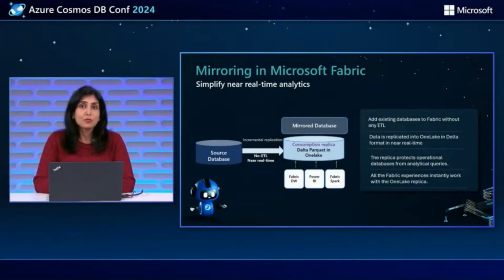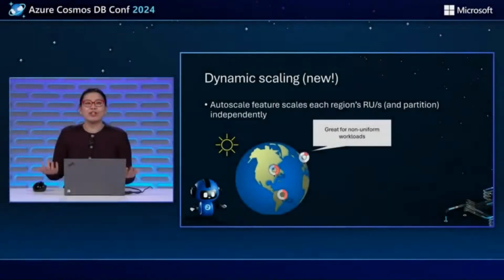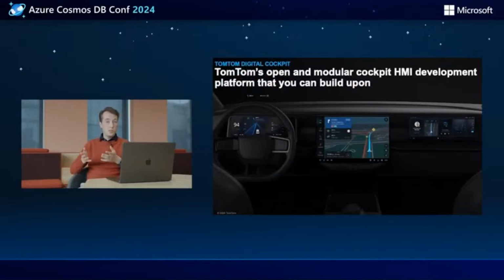Your data in Cosmos DB databases or SQL databases is automatically replicated into Microsoft OneLake in Delta Parquet format. Other features from Azure Cosmos DB that we use, like data replication and failover switching policies, leverage a new preview feature called dynamic scaling, in which autoscale will now scale each region's throughput in the partitions independently. We offer a platform to let car makers build such cockpits.